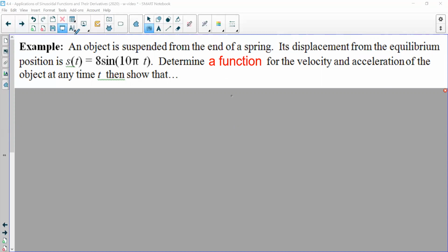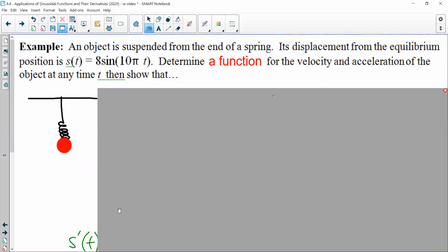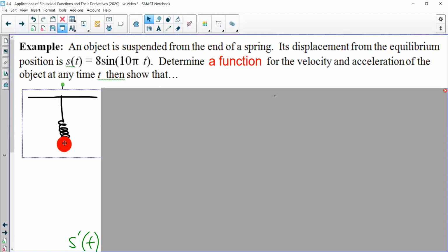An object is suspended from the end of a spring. Now, why is this sinusoidal? Well, when an object is on a spring, that's going to look kind of funny, but we'll pretend anyways. So the object is the thing in red. It is going to start off, and eventually it's going to reach a maximum distance from the ceiling. And then it's going to bounce back to its resting position.